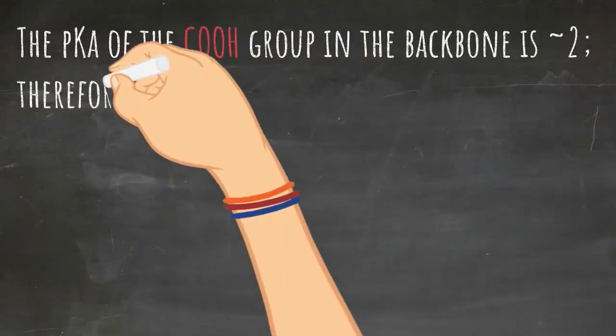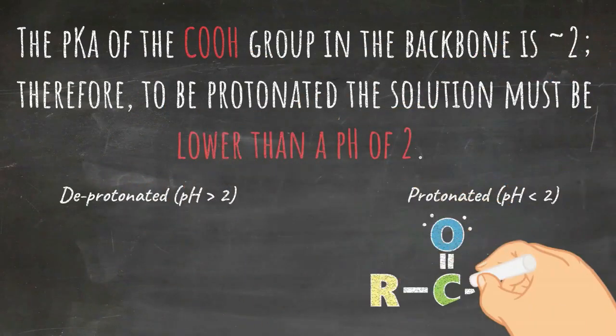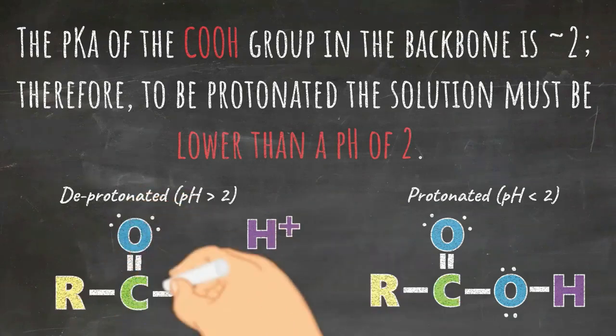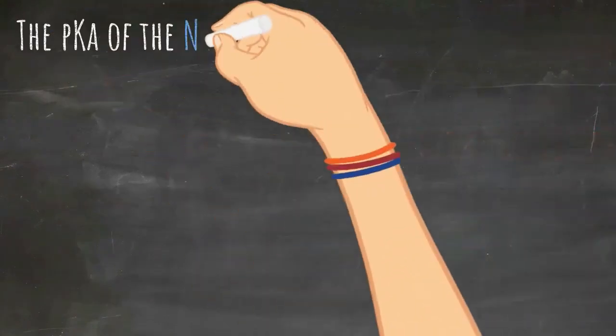The pKa of the carboxylic acid group in the backbone is around 2, which is really important to remember for the MCAT. Therefore, to be protonated, the solution must be lower than a pH of 2. On the left is a representation of this carboxylic acid being deprotonated at a pH higher than 2, so it has a negative charge. On the right, you can see it protonated at a pH of less than 2, and it has a neutral charge.